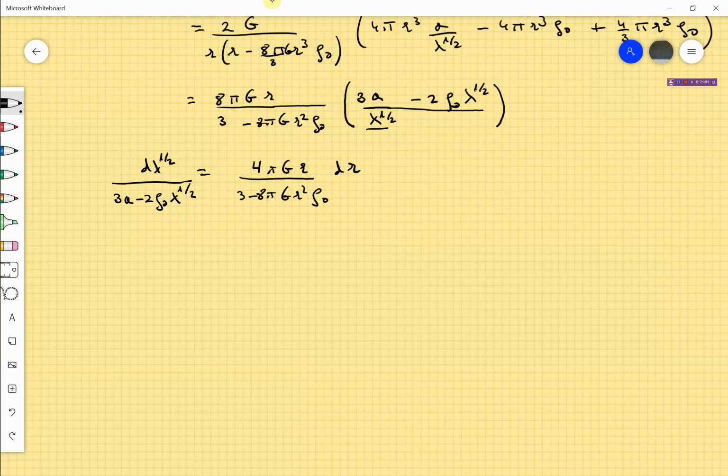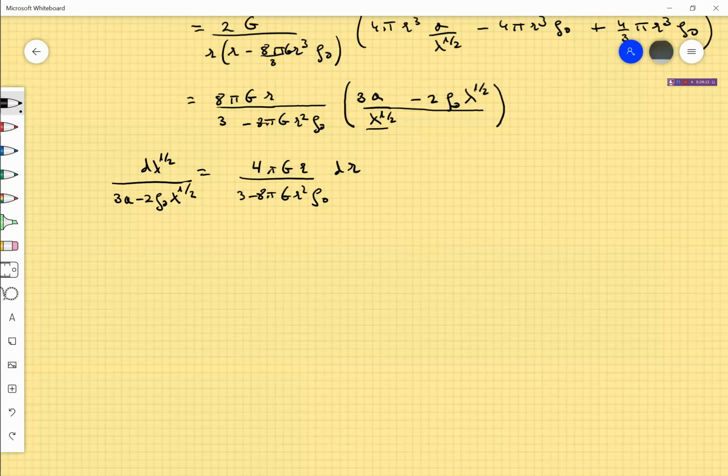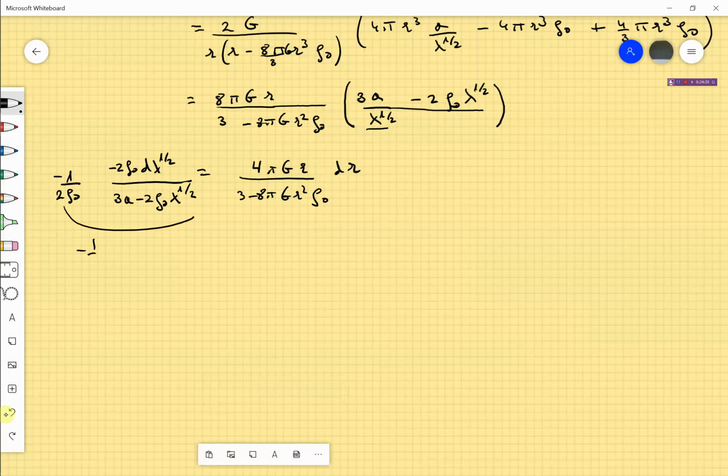What you have here in the numerator is basically the derivative of the denominator, up to a factor that I just add. So I multiply this by minus 2 rho 0 and divide by minus 1 over 2 rho 0. So this is just minus 1 over 2 rho 0 times the log of 3a minus 2 rho 0 lambda to the 1/2.